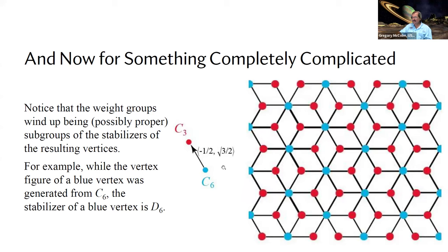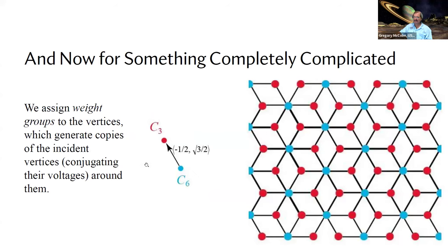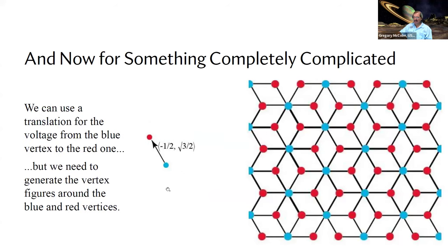But the thing is that the fact that we get these additional symmetries is partially a result of choosing this particular vector. Okay, so the next question is, how do we derive a graph? So yeah, we assign weight groups.